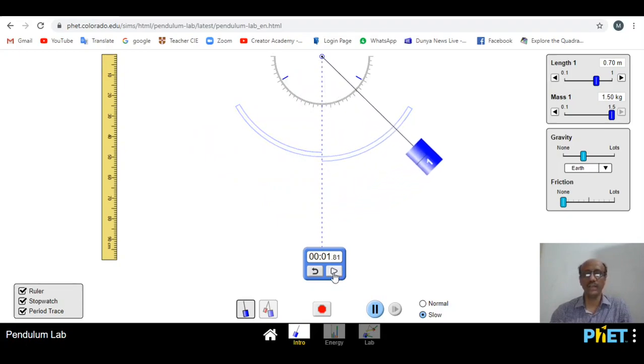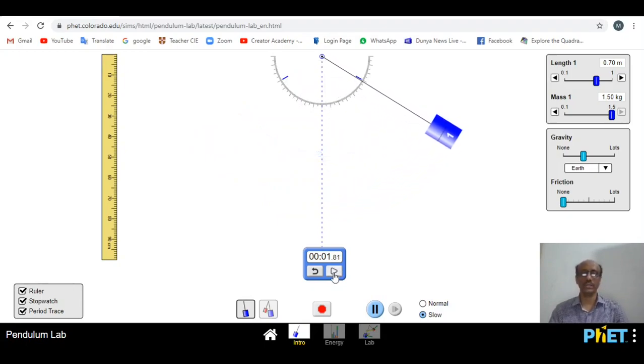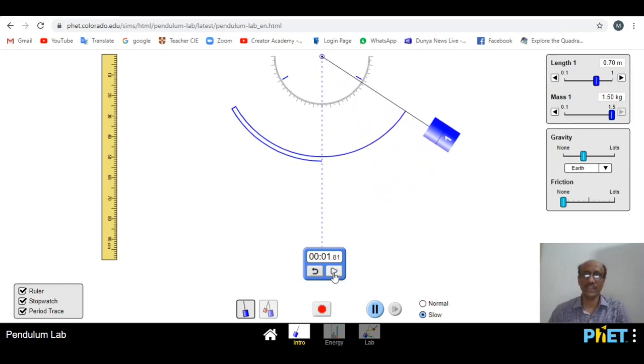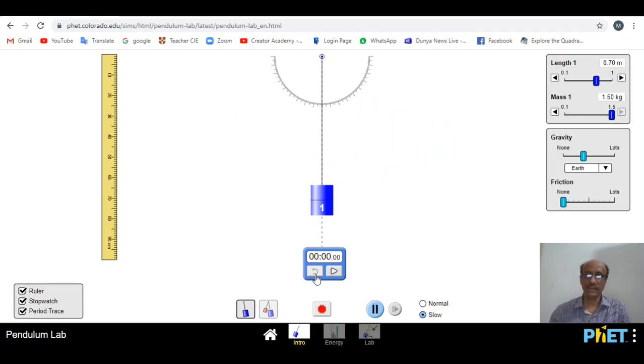It is 1.81. Almost the time period remains the same. So there is no effect from changing the mass. Keep this in your mind: the first result which we have observed from this animation is that by changing the mass there is no change in the time period. So we will stop this. Now we will change the length.